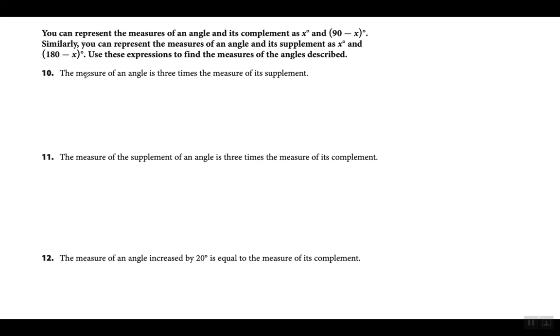Okay, so look at number 10. The measure of an angle. Do I know what the measure of that angle is? No. So I'm going to put x. Is, I said put the equal sign. 3 times. 3 times means you multiply by 3. Tres veces. Se multiplica por 3. The measure of its supplement. Supplementary angles are angles that add up to 180. So the way I would write the measure of its supplement is 180 minus x. That's how I set up my equation.